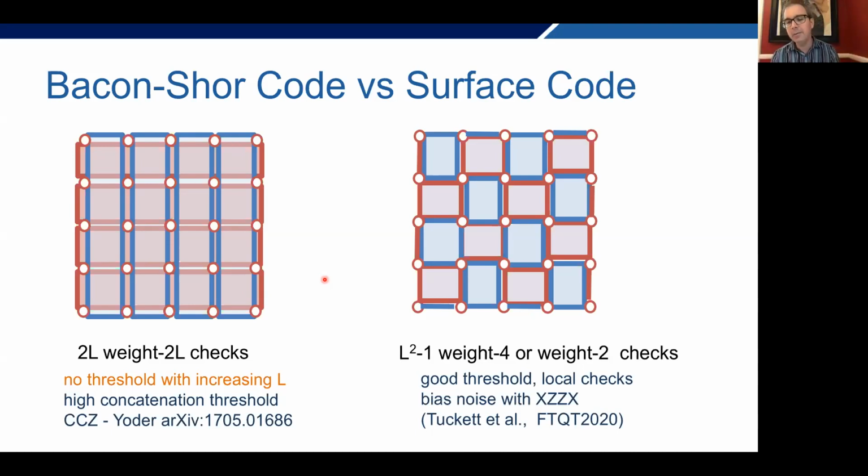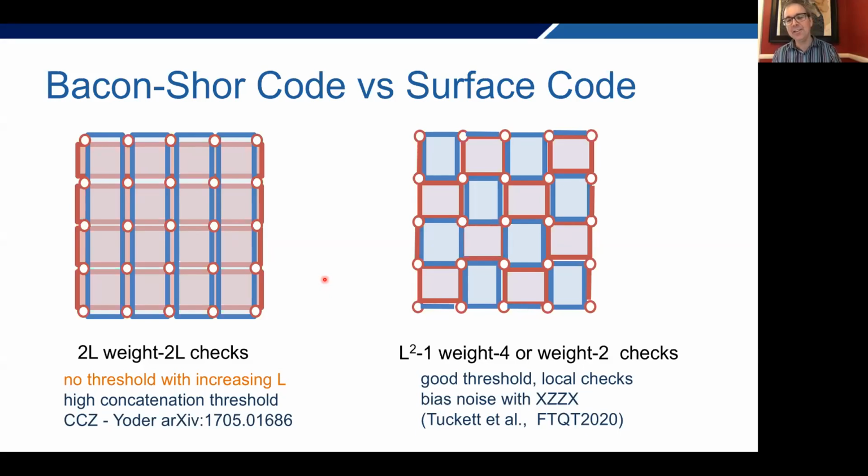On the other hand, if you want to do concatenation, concatenating with distance 3 Bacon-Shor codes has one of the highest concatenated thresholds of all concatenated codes. And you can also make slightly extended codes following the work of Yoder, which enables you to do something which is almost a transversal CCZ. It has a few extra tricks there.